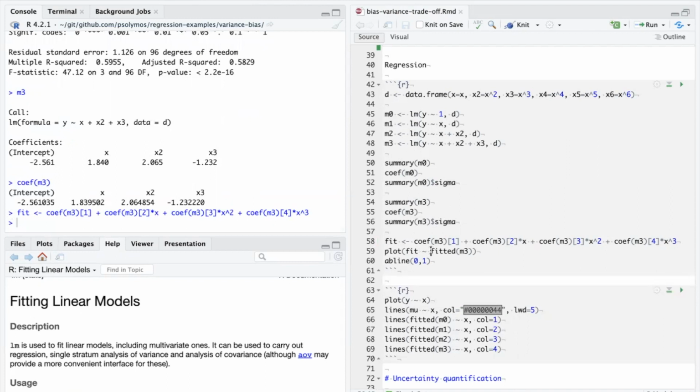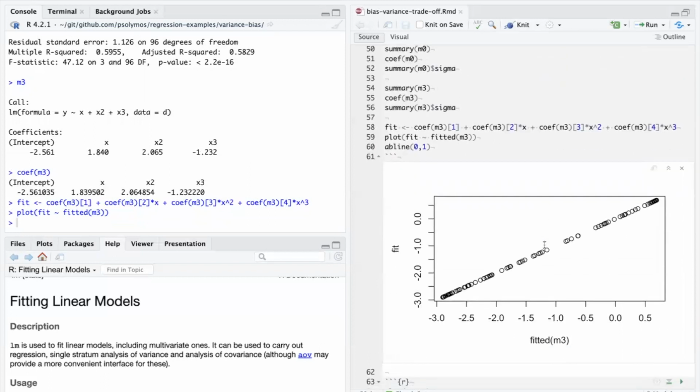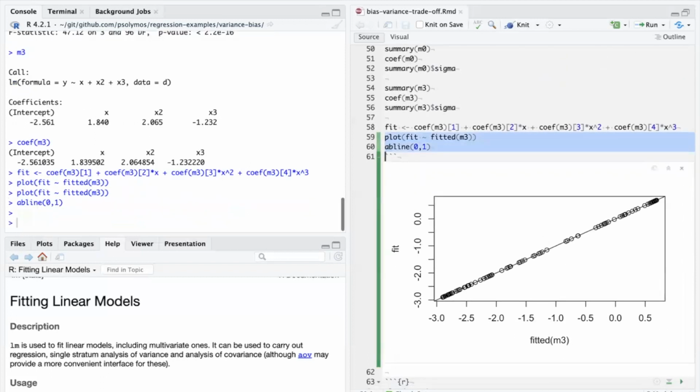And there is also a method for that. Fitted M3 is supposed to give the same result. And you can see it lines up nicely. If we add an abline, 1-to-1, then they are going to be exactly the same. So this is what fitted is using.